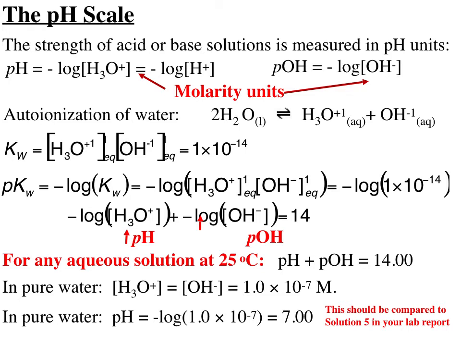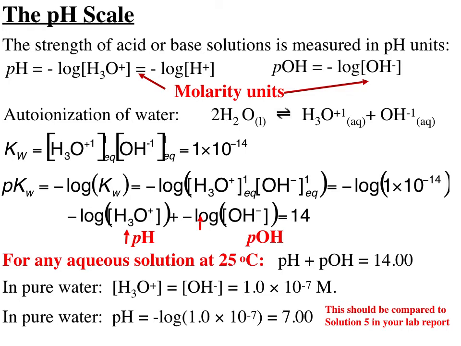We take the negative log of that number. And when you take the negative log of 0.000001, you get very familiar numbers. You get a pH of 7, and you get a pOH of 7. You probably know that water has a pH of 7. And that is the negative log of the equilibrium concentration of hydronium ion present in a sample of pure water.